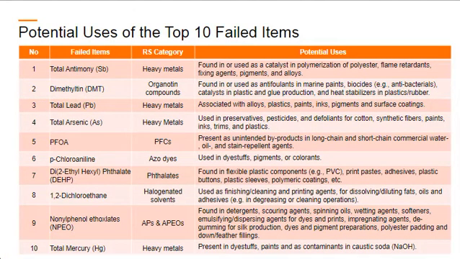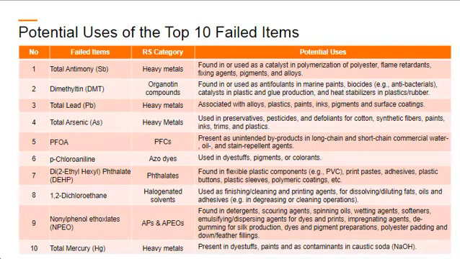And we also list the failed items in these categories, the top 10 failed items in this table, and also their potential uses in our industries. So if the factories failed their wastewater testing and the failed item is listed in this table, you can read this, see the potential use, and try to find the causes listed in these potential uses.